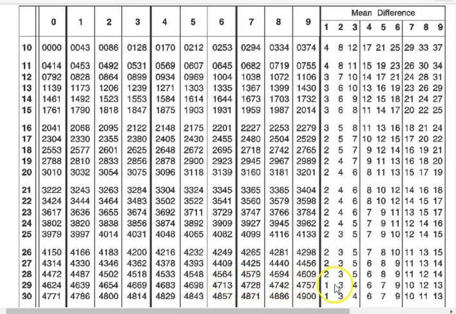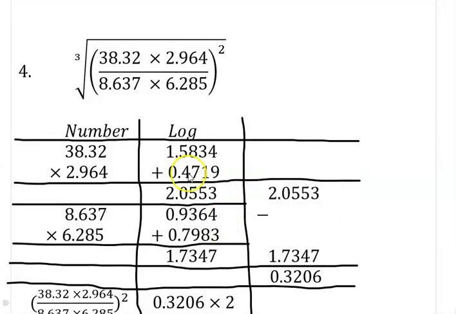You write 4713 somewhere. Difference 4 is what? 6. Beautiful. So you add the two together. 4713 plus 6 will give you what? 4719. That's why we have it here. Awesome. So we are done with these two up here.